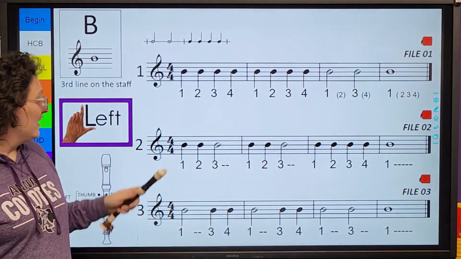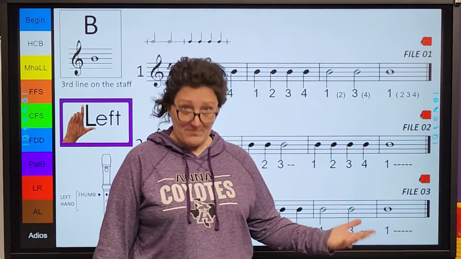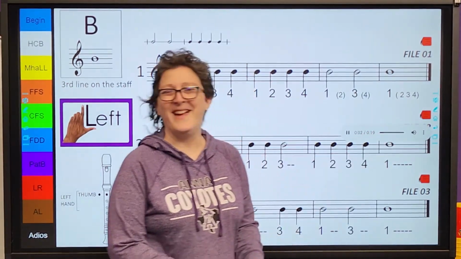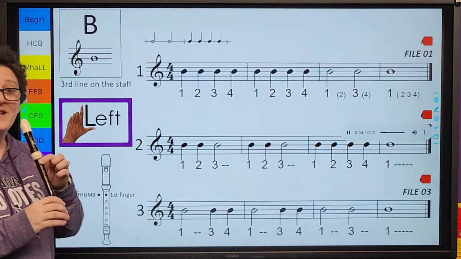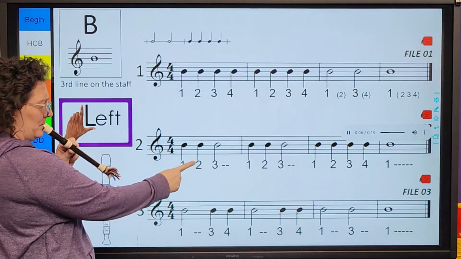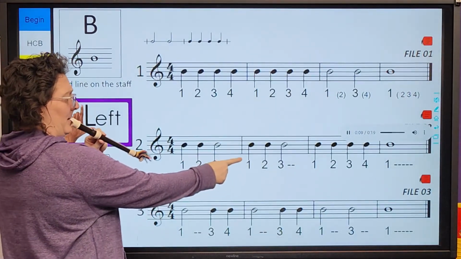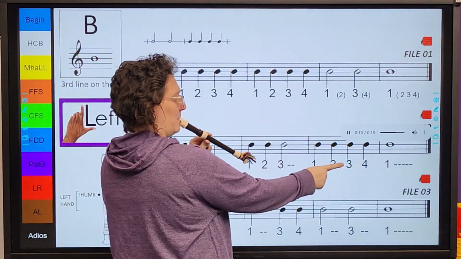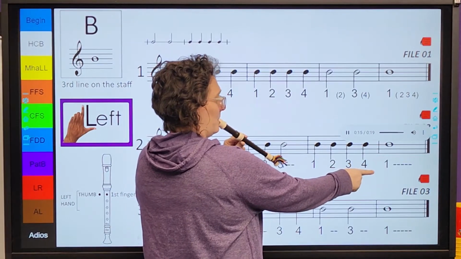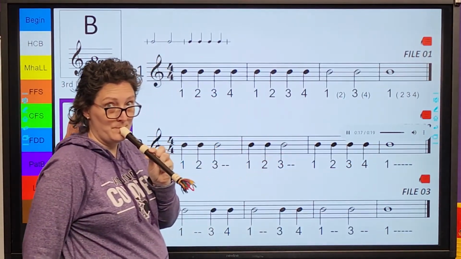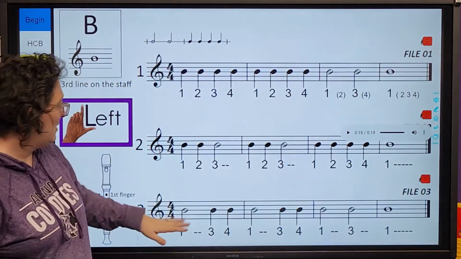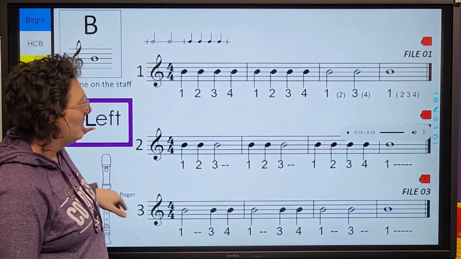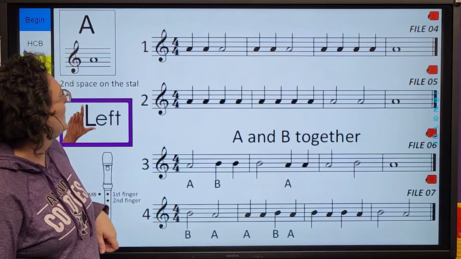Like that. Let's try number 2. Maybe this one will let me play. There we go. Here we go. And we'll practice. If you come to music class, maybe we'll try number 3. But let's move on to the next page.